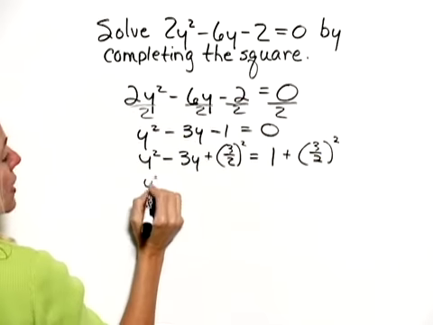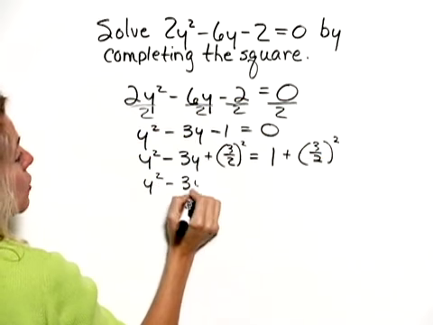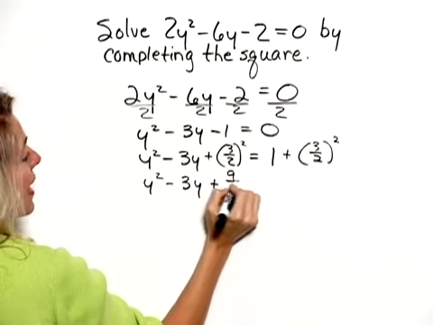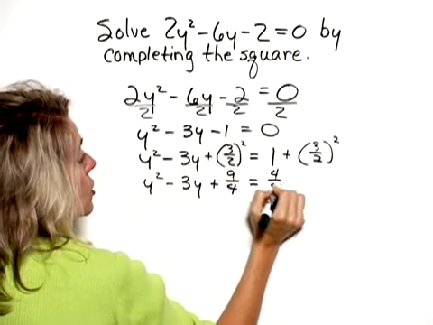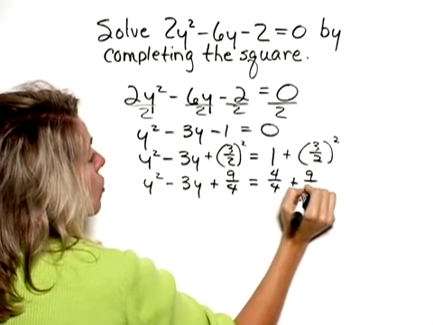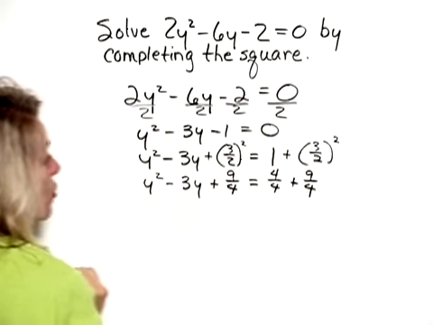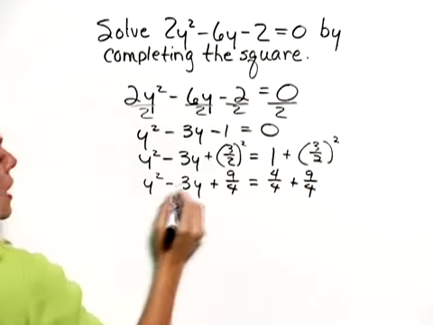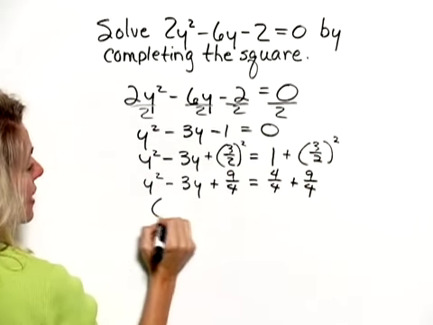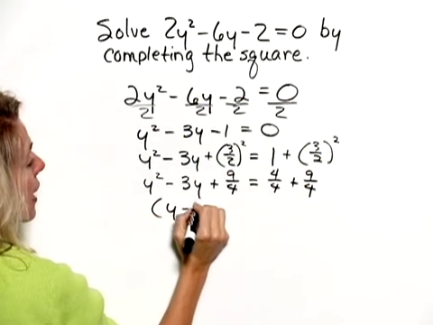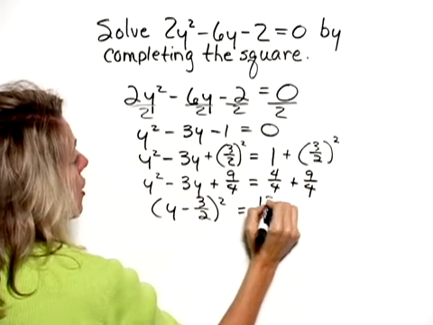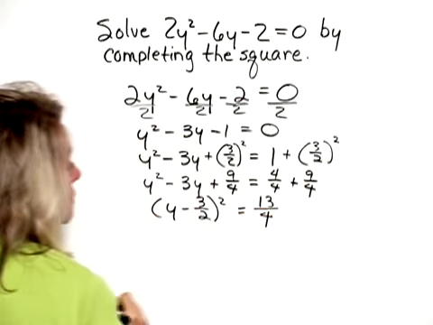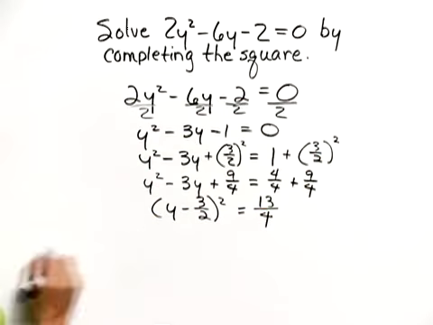So we have y squared minus 3y plus 9/4 is equal to 4/4 plus 9/4. And I rewrote the 1 as 4 over 4. Now, going ahead and factoring the left-hand side, I have y minus 3 halves squared is equal to 13 over 4. Now, we're trying to get y by itself. We're trying to solve for y.